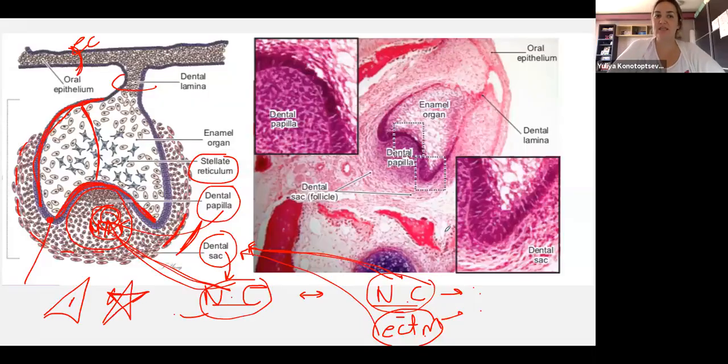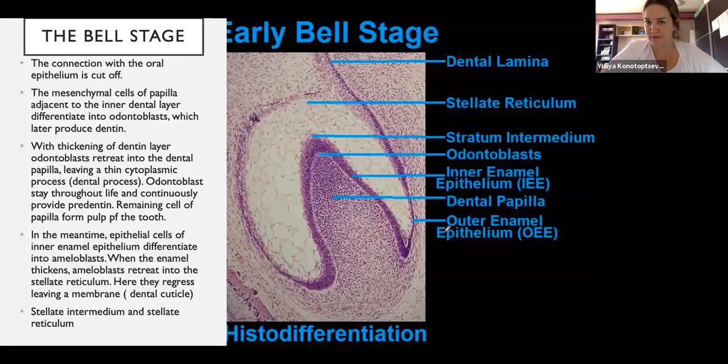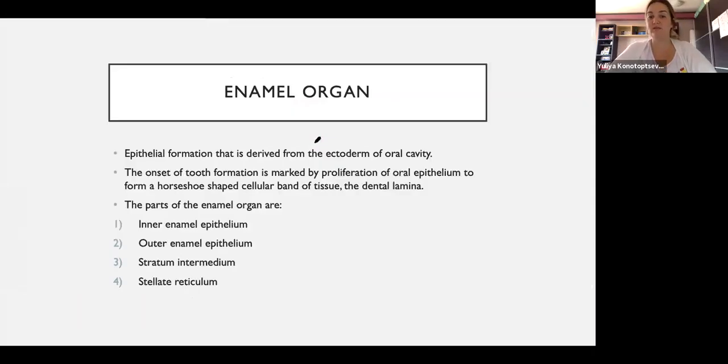We're going to see that in the bell stage, right? In the bell stage, there is an additional layer on top of the inner enamel epithelium, which is called stratum intermedium. When this layer appears, you have a complete enamel organ. So the enamel organ has 4 layers: inner, outer, stellate reticulum, and stratum intermedium.